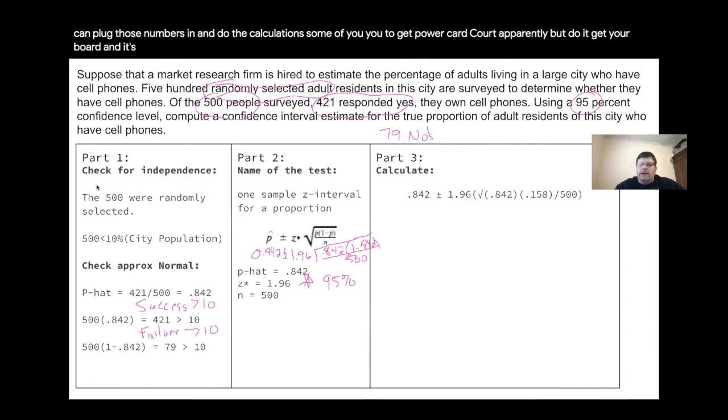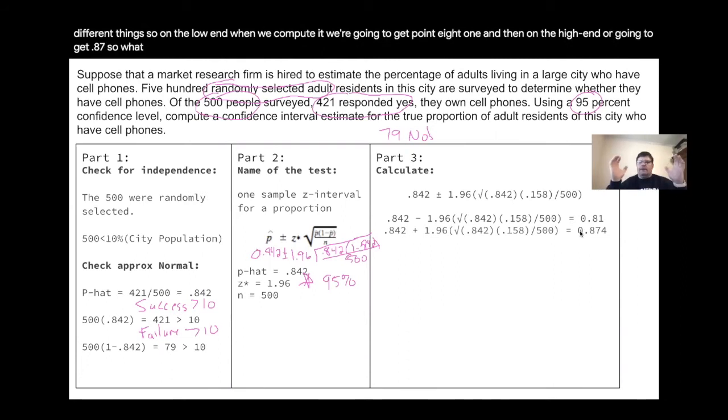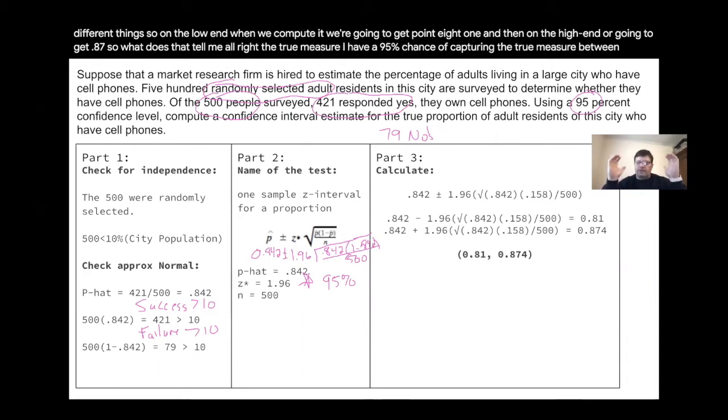And so we plug all that in and we would get our numbers here. Remember, plus or minus means two different things. So on the low end, when we compute it, we're going to get 0.81. And then on the high end, we're going to get 0.87. So what does that tell me? I have a 95% chance of capturing the true measure between those two numbers.